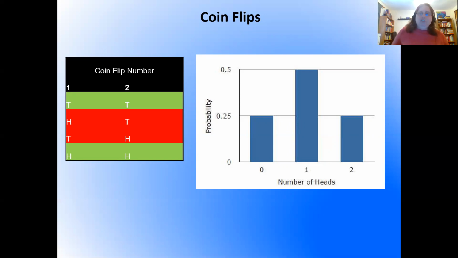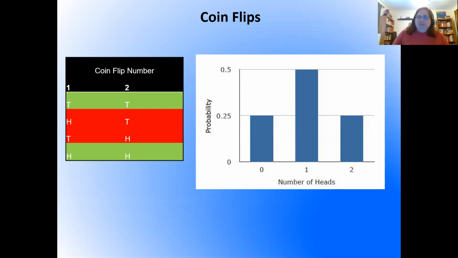So let's start on the right, now graphing that out. Well, let's start with number 1 head, okay? So that's in the middle there, and we see that that can happen 2 different times, and that has a probability of 0.5. It's 2 different ways that can happen out of the 4 possible outcomes.